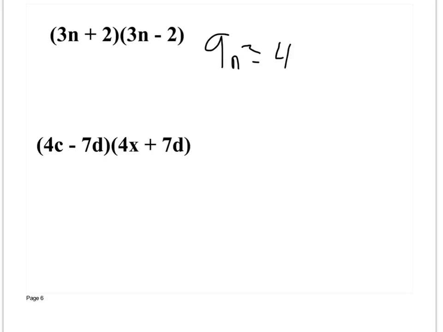By the way, this is x, it's supposed to be c. I apologize, I just now realized it. This is the product of a sum and a difference. So I take the first thing squared, and then I subtract the second thing squared.